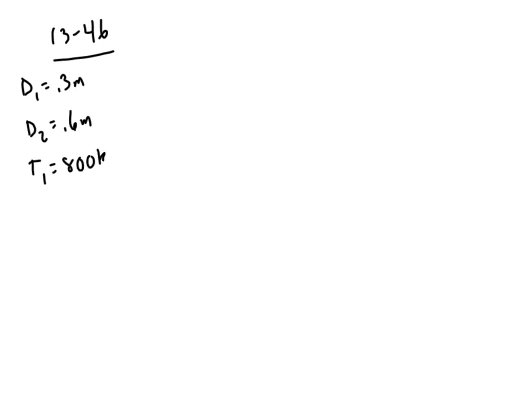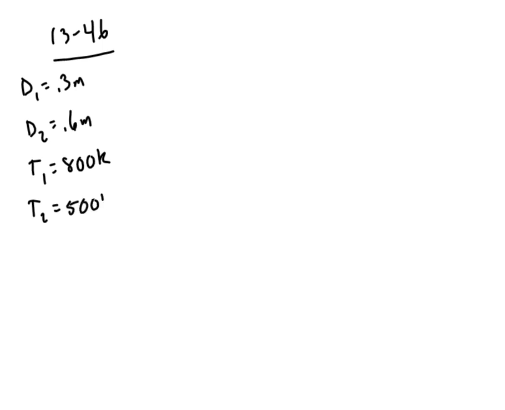Okay, this is a solution to homework problem number 13-46. In problem 13-46, we are told that we have two concentric spheres that have the diameters of D1 equals 0.3 meters and D2 equals 0.6 meters, and they're maintained at temperatures T1 equals 800 Kelvin and T2 is equal to 500 Kelvin.